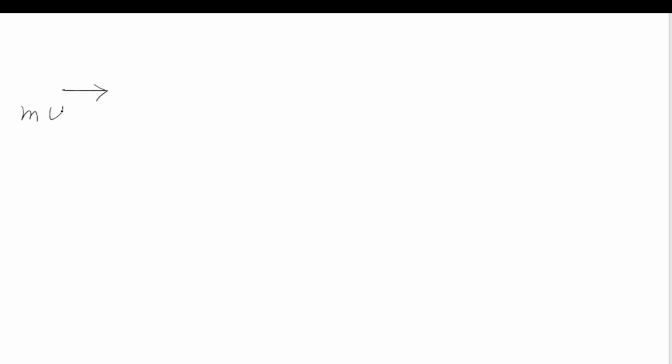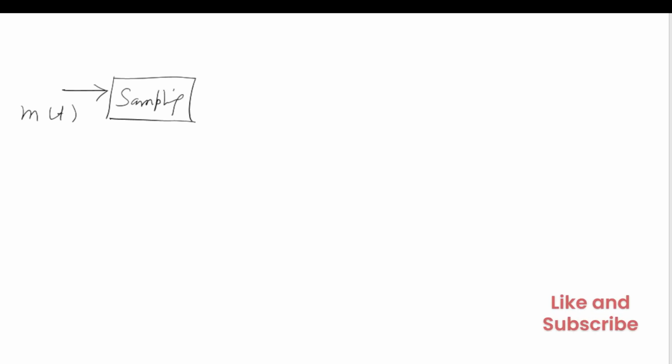Let m(t) be a message signal, say a sinusoidal signal. When m(t) is converted into PCM, that is binary bits, the first block is the sampler, or we can say sampling. After sampling, the samples are quantized. So the second block is the quantizer.